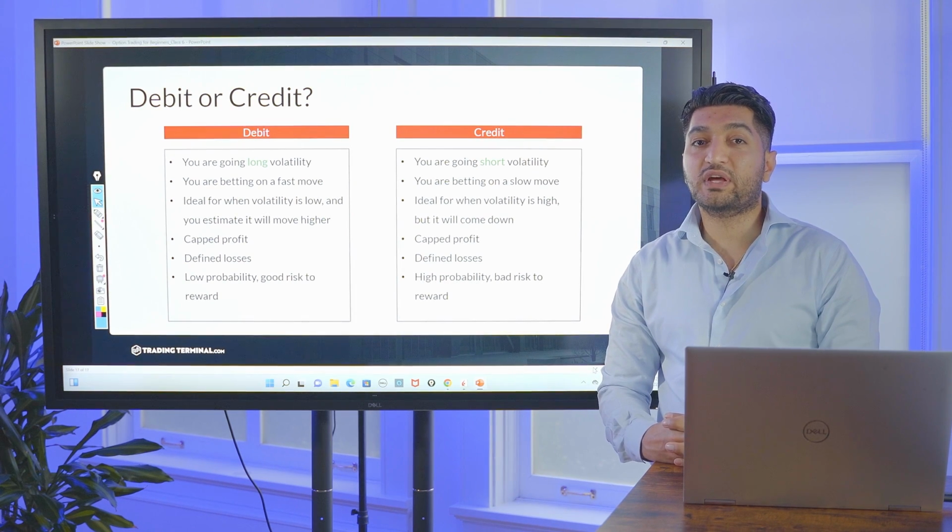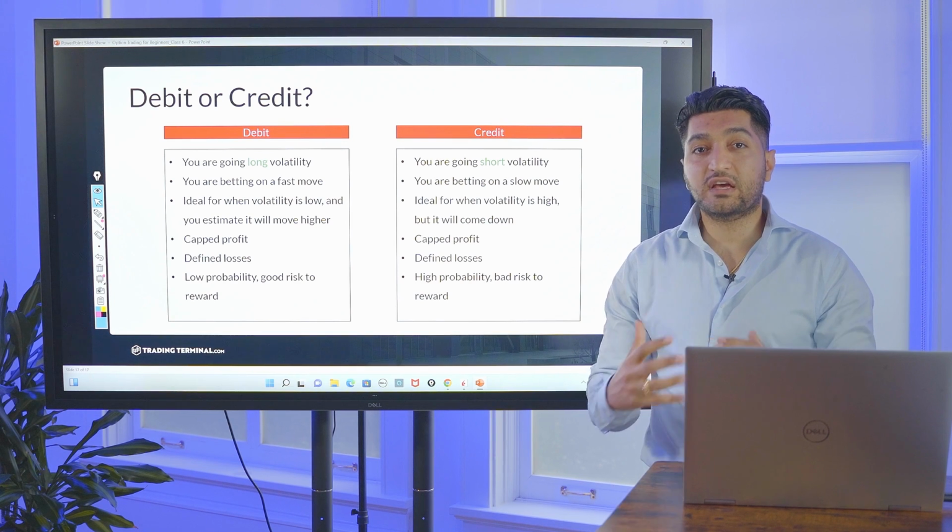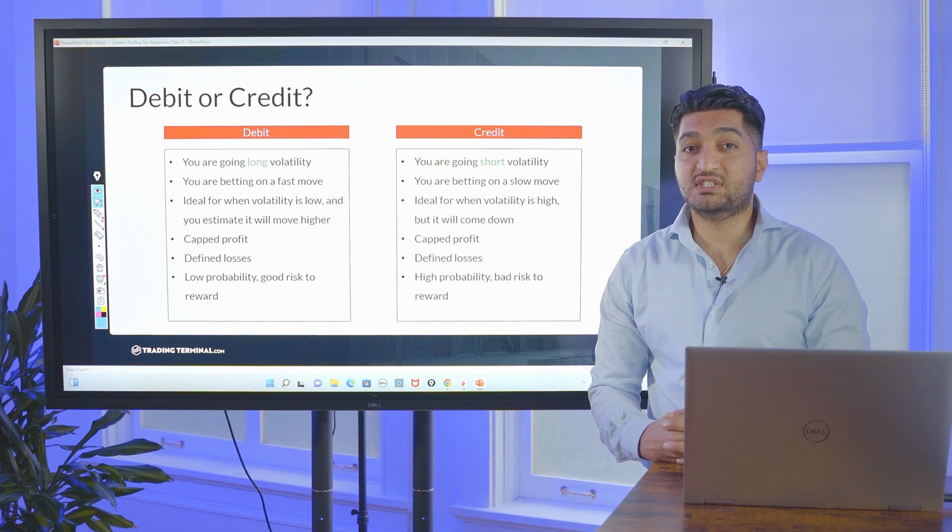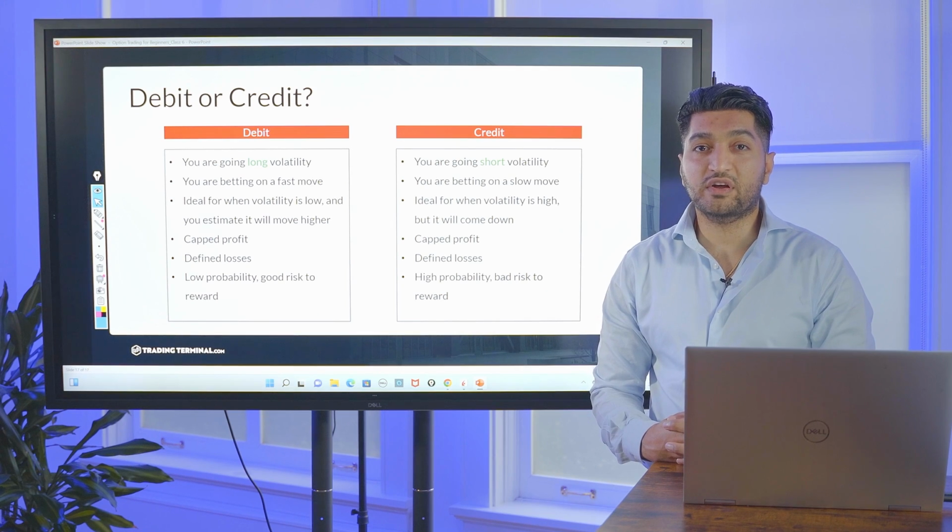Make sure that you're trading in a simulator first and get your hands dirty with different strategies in a simulator before risking your hard-earned money.